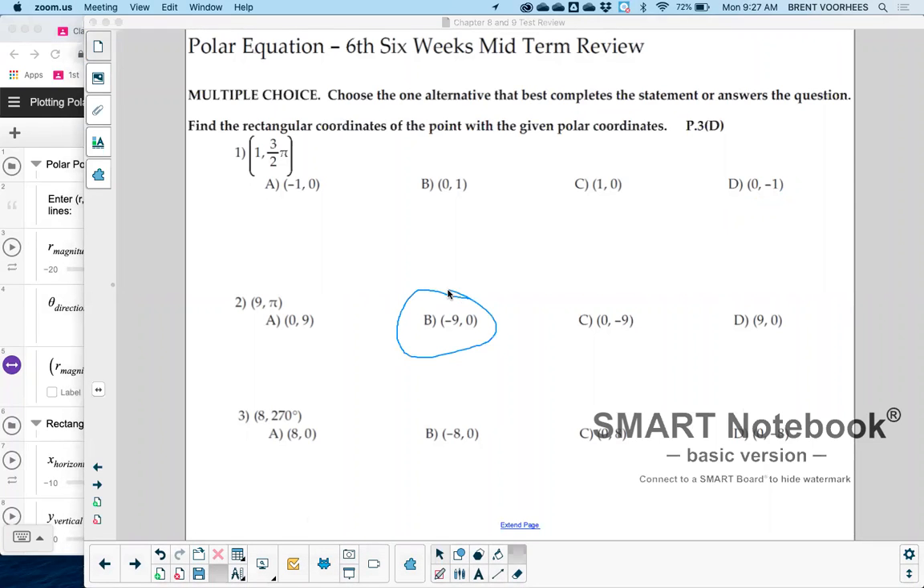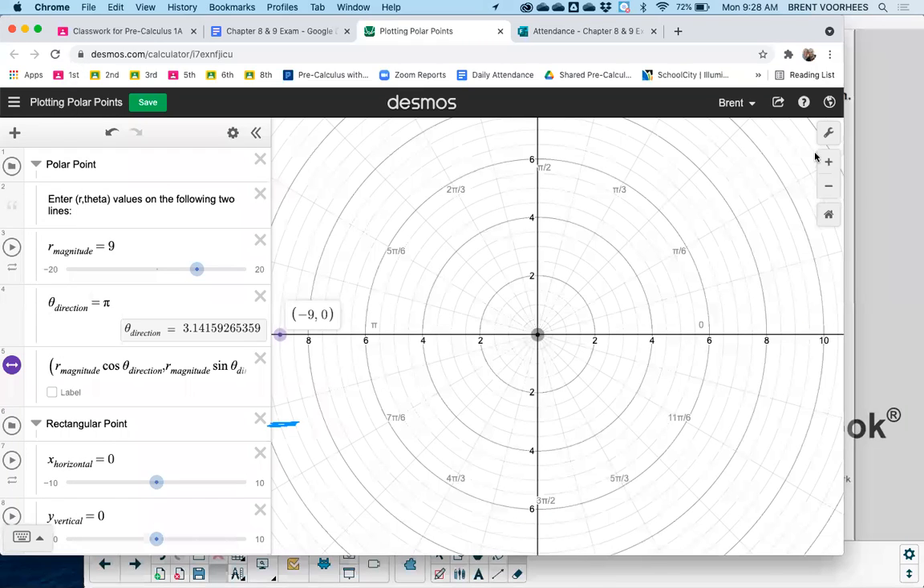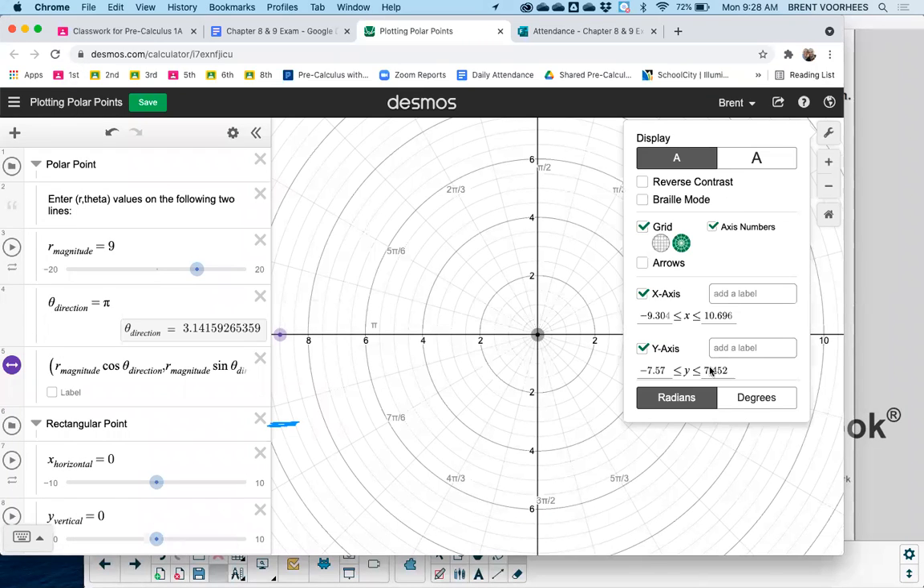This one right there. And now I'll try number 3. Notice that this angle is given to me in degrees, so I'm not working in radians anymore. The first thing I need to do when I come back over to my calculator is change my mode back to degrees. So I'm going to go to the settings in the top right and change to degrees.